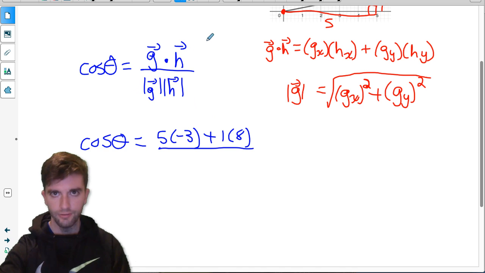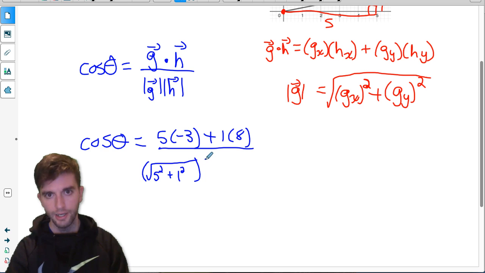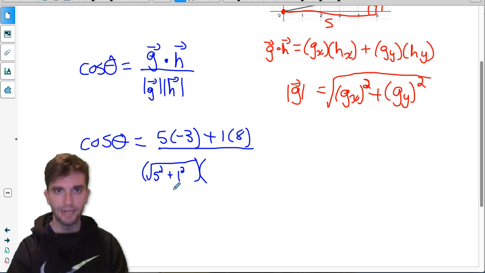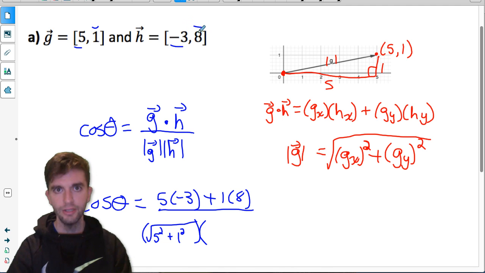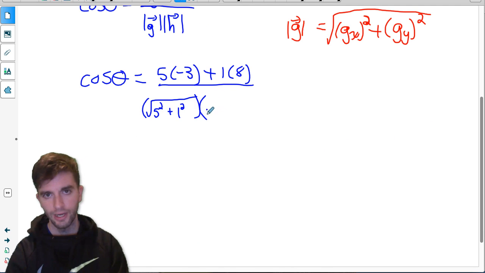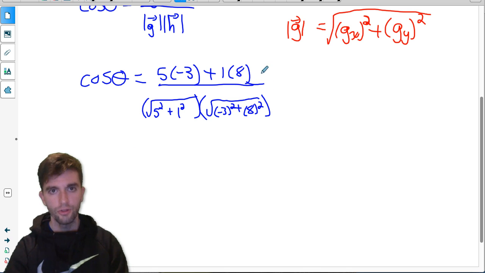So if I want the magnitude of vector g, I just have to do the square root of the x component squared, so 5 squared, plus the y component squared, 1 squared. Now I need to multiply that by the magnitude of vector h. And vector h, its x component was -3, its y component was 8. So I'd have to do the square root of the x component squared, -3 squared, plus the y component squared, 8 squared. So there's everything I need.